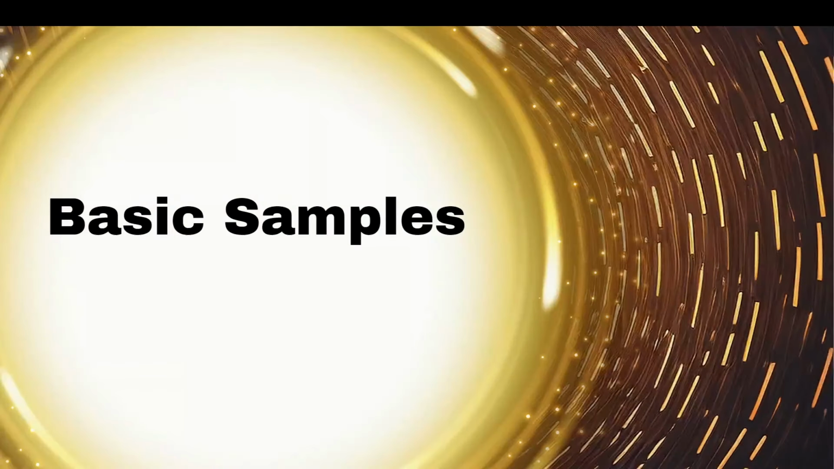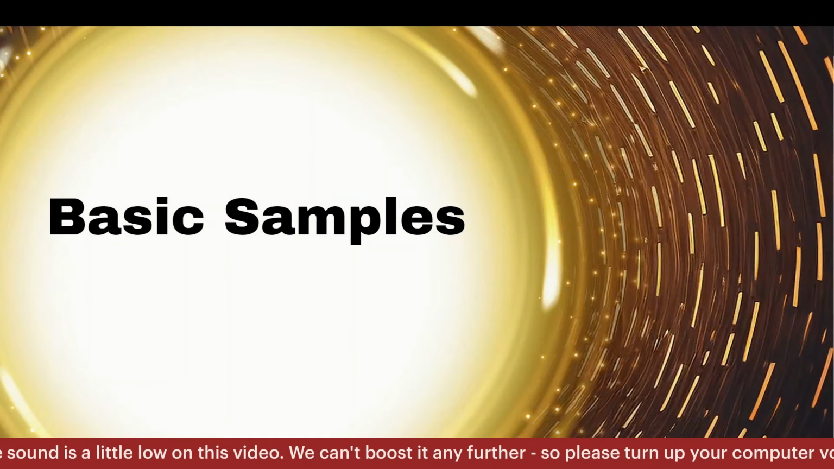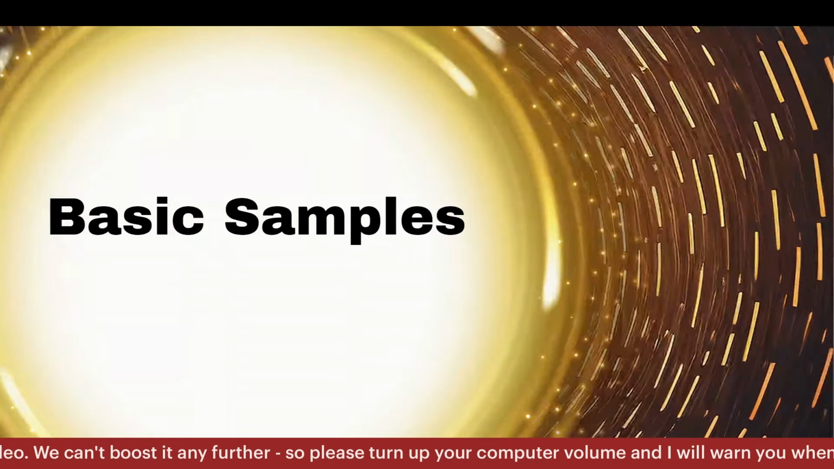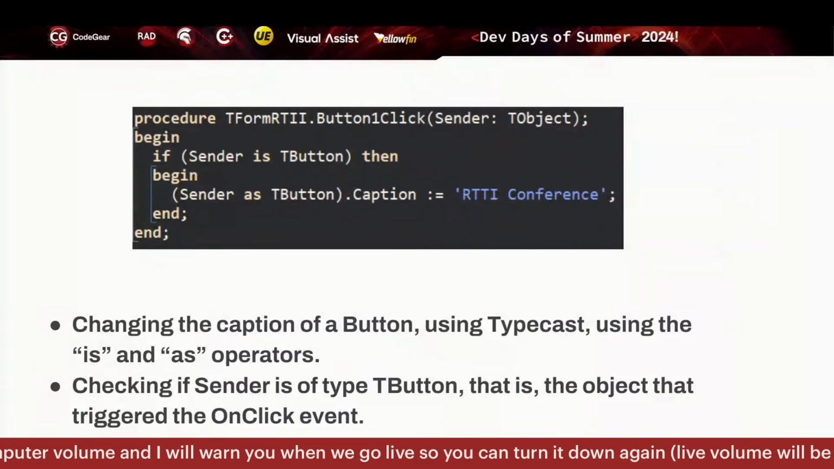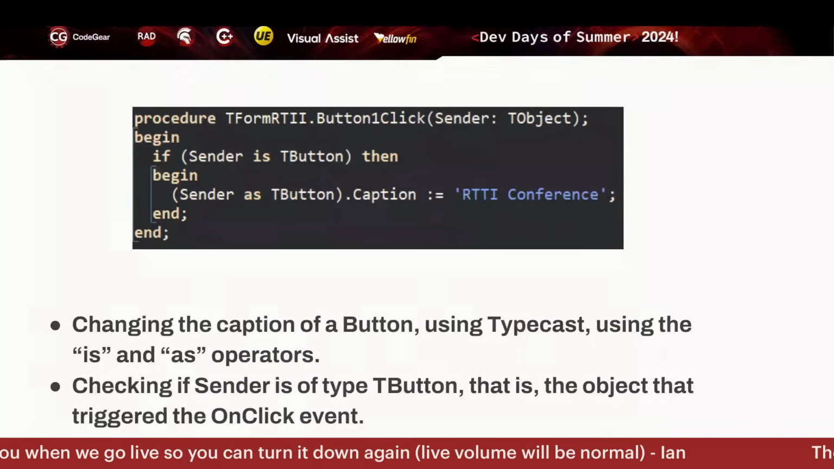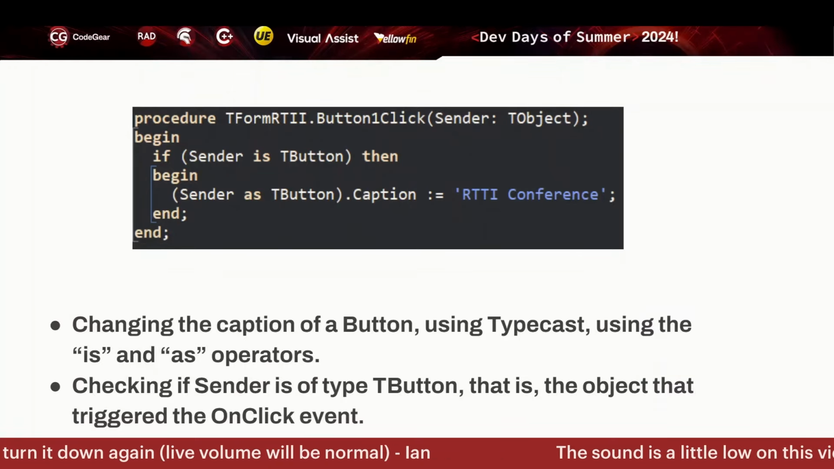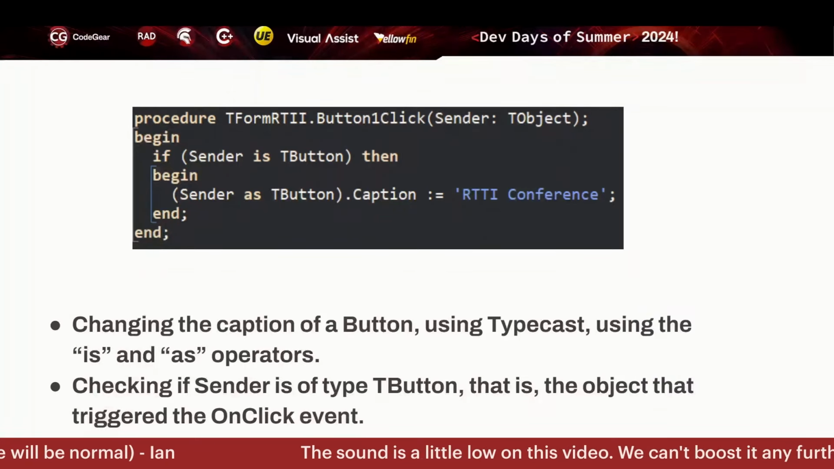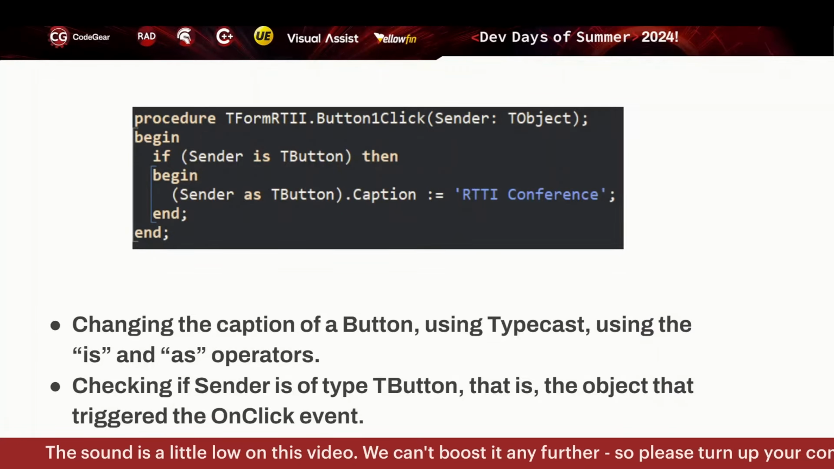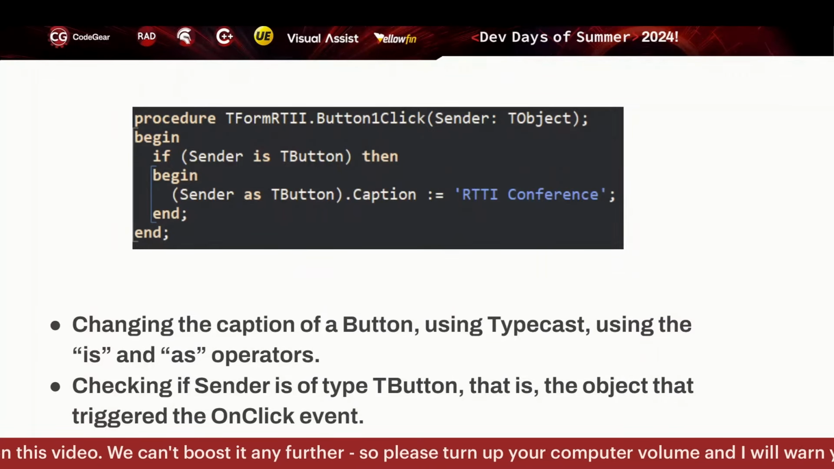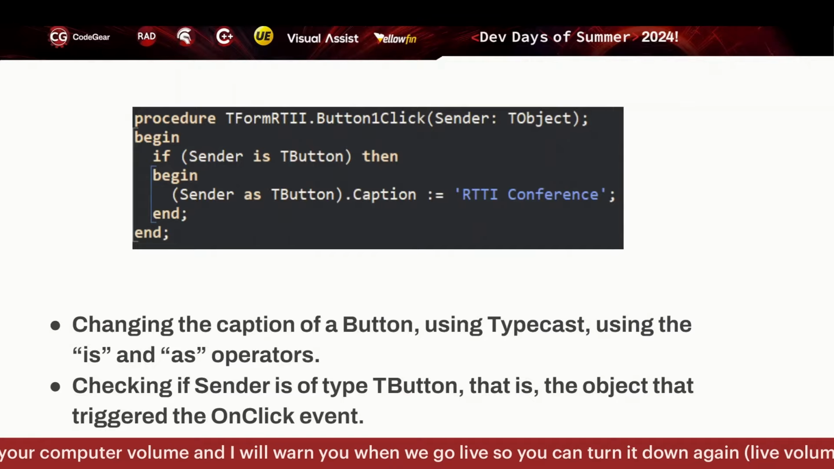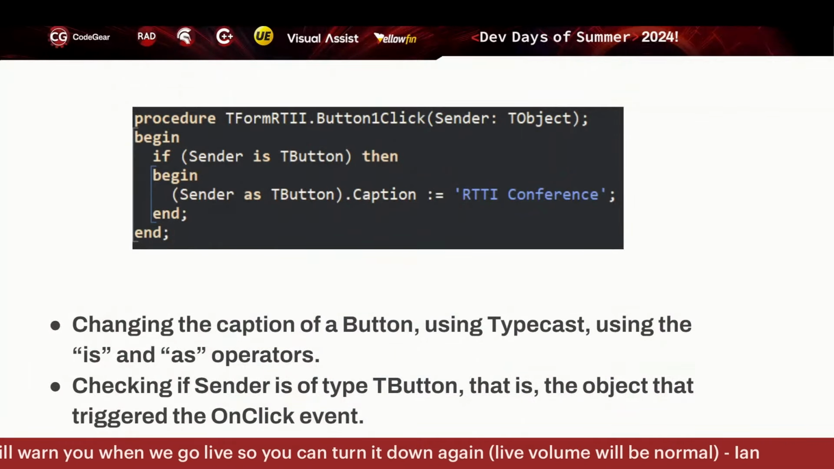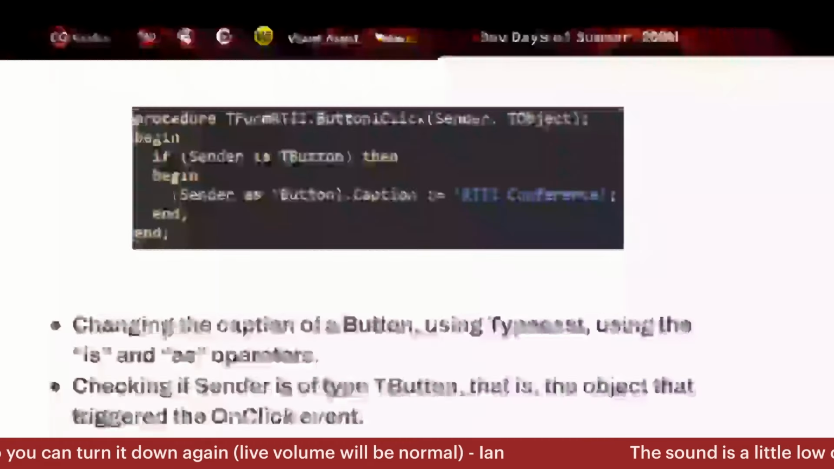Now I'm going to show you some basic sample code that explains the very main concept of RTTI. This little code here, I see in many projects, code like that. Here we are changing the caption of a button using typecast with the is and as operators, checking if Sender is of type button, that is, the object that triggered the OnClick event. So it's very simple code, and I see many projects with this type of code.